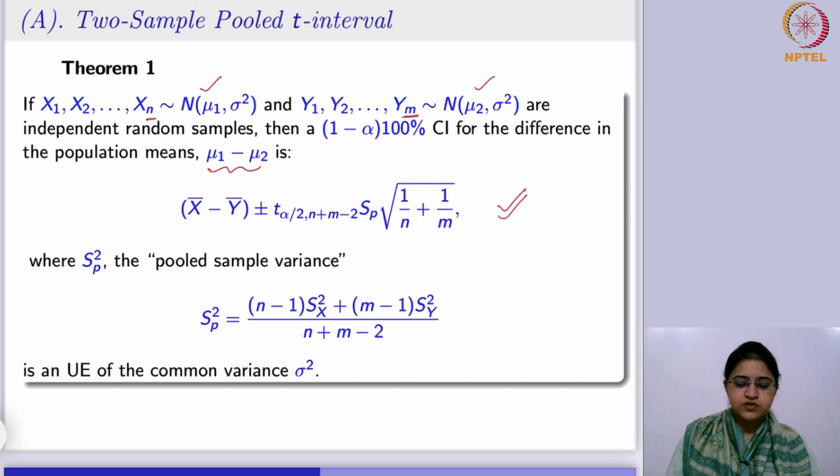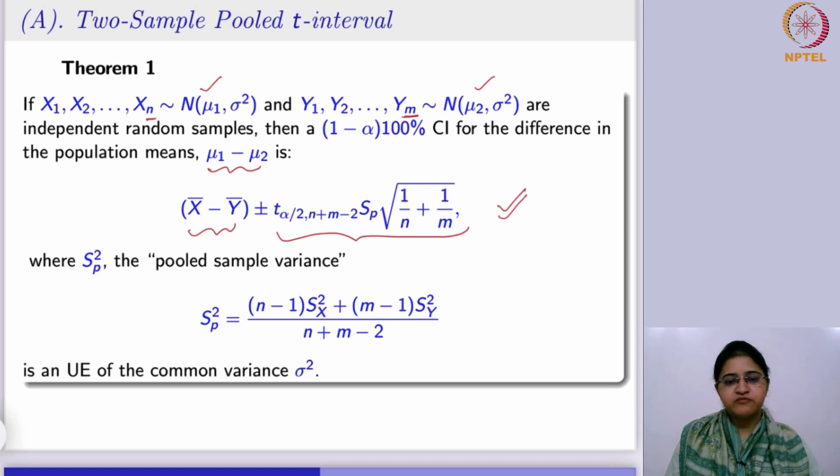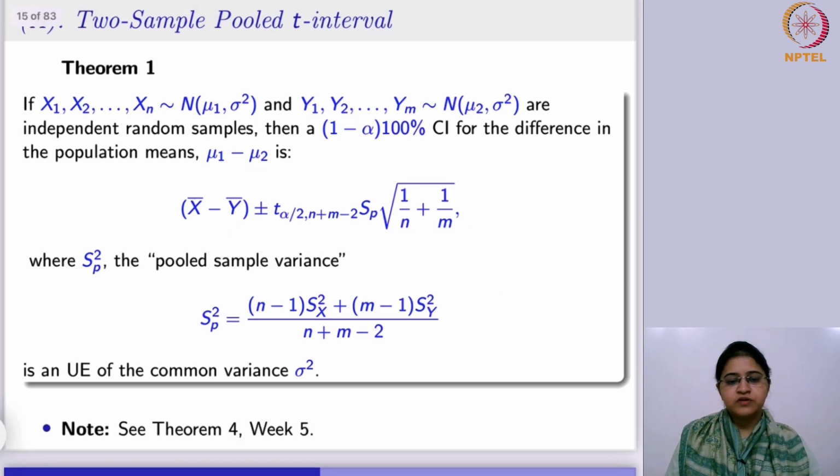You have the difference of the two sample means plus or minus a certain quantity. Here SP, if you remember, is the pooled sample variance. We are familiar with this term as we studied it in week 5. It is an unbiased estimator for the common variance sigma square. You can refer to theorem 4 in week 5. We are going to utilize that concept here.